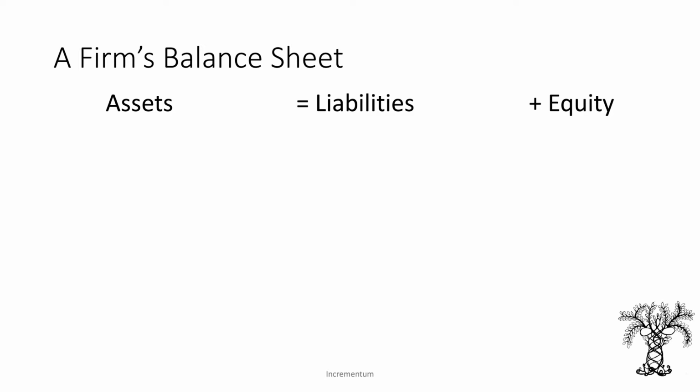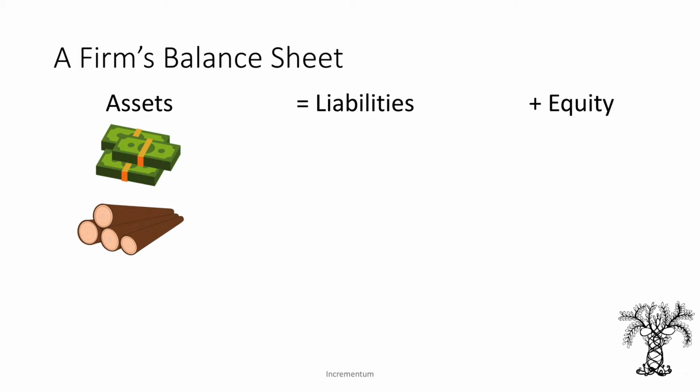Firms generally separate their assets into current assets and fixed assets. So current assets are going to be things like cash, accounts receivable, and inventory, which could be raw materials, it could be work in progress, or it could be finished goods. Long-term assets or net fixed assets are going to be things like plant, property, and equipment. It could also be patents, trademarks, and goodwill.